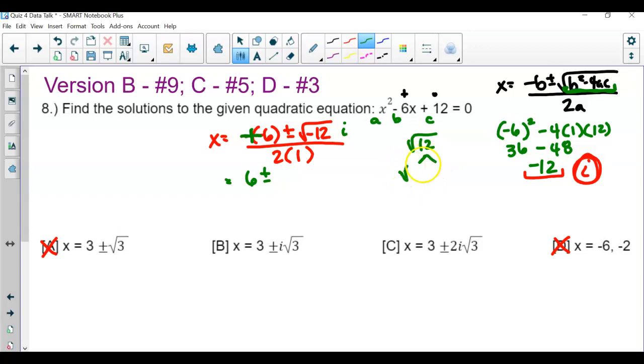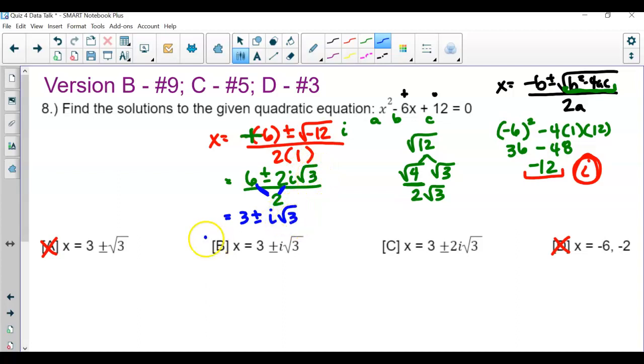Square root of 12, I can use 4 times 3 because the square root of 4 is 2. So this is 2 radical 3, but because of the negative, 2i radical 3. All divided by 2 times 1 here, which is 2. Now divide. 6 divided by 2 is 3, plus or minus 2 divided by 2, which is 1, or 1i. Then notice how, remember, right, leave the radical alone, so radical 3. That's why here, guys, the answer was B.